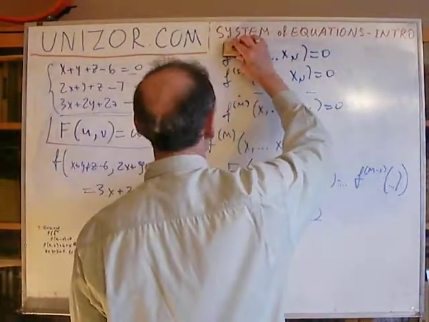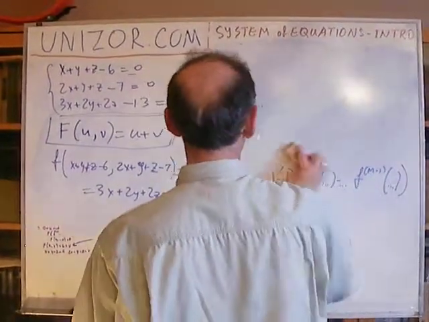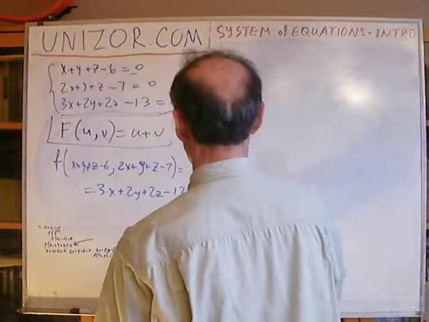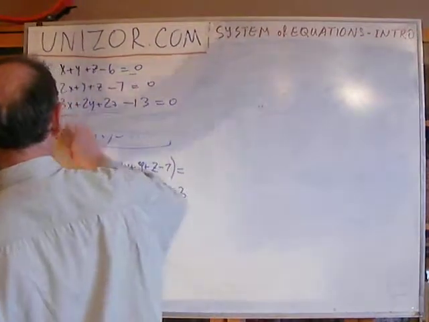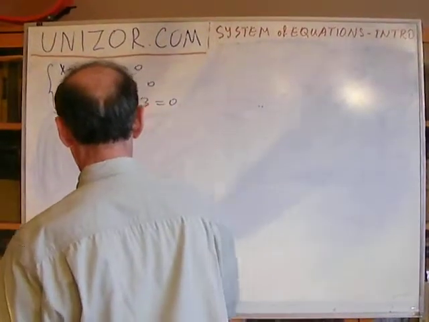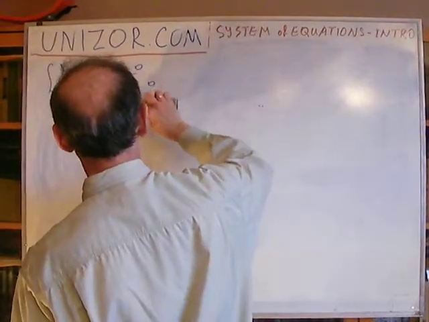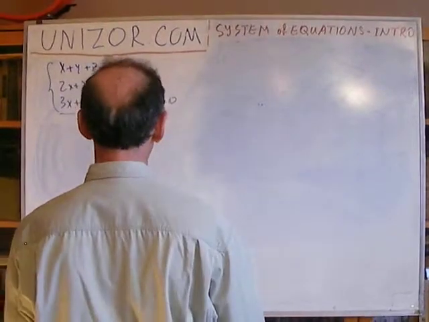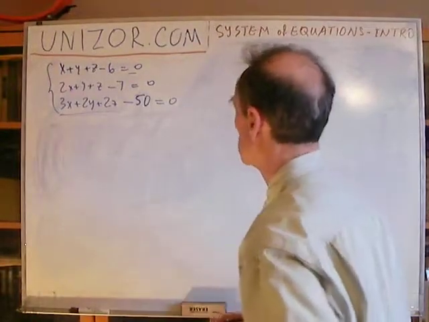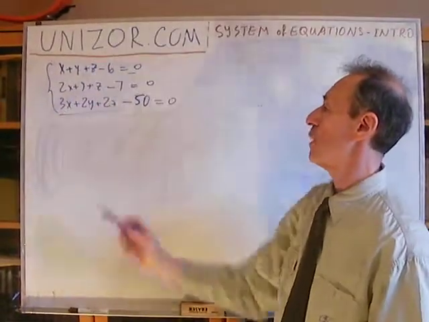Now, what if this particular condition, f of 0, 0, 0 equals 0, is not satisfied? Well, let me give you another example. Let's just assume that instead of these three equations, I have something slightly different. Instead of 13, I will have, let's say, minus 15. Now, can I find a function which will connect these two to this one?